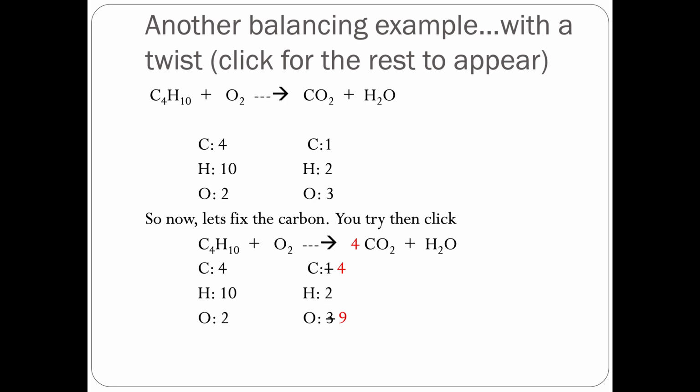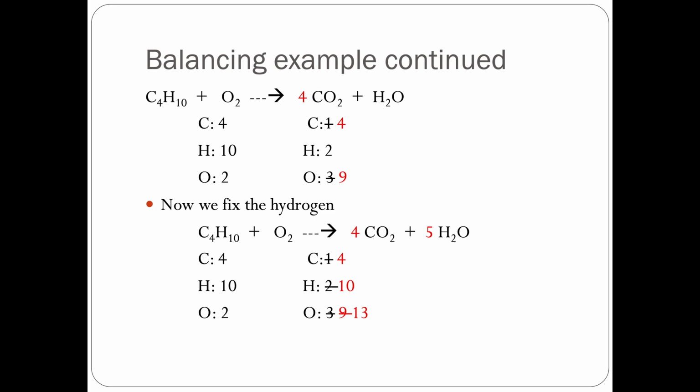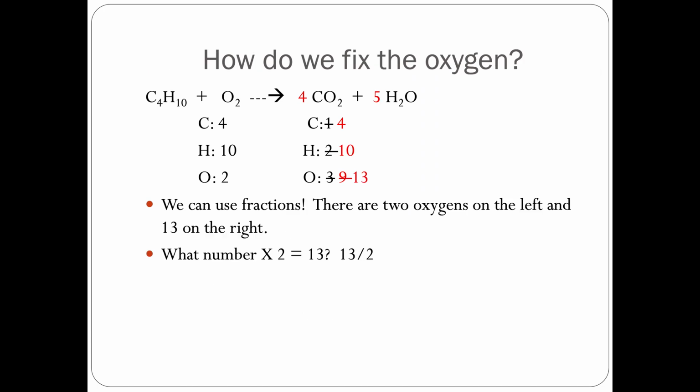So now we're going to balance the hydrogen. Okay, so you tell me what we should do. Try it yourself. That's right. Okay, so now we put a 5 in front of the water to fix the hydrogen. And so now we check the math, and you can see that the carbon and the hydrogen are balanced. But now there's 13 oxygens on the right and 2 on the left. How are we going to fix that?